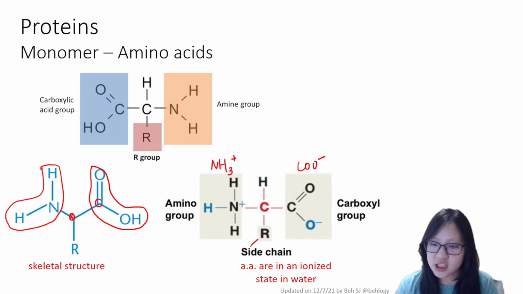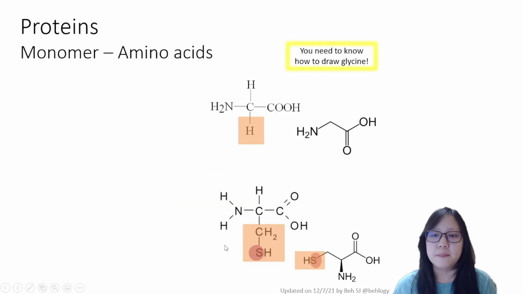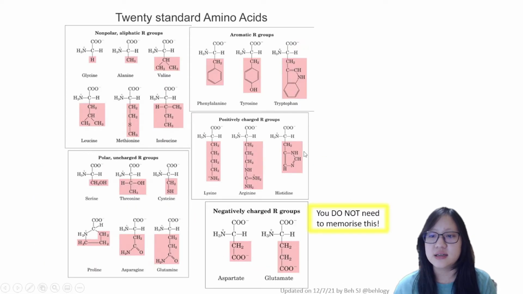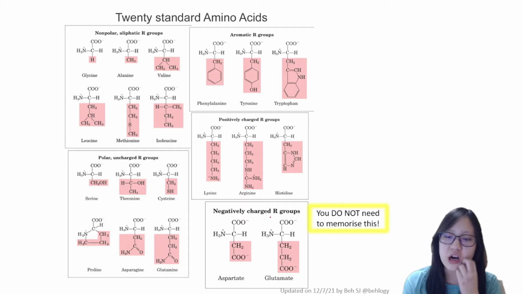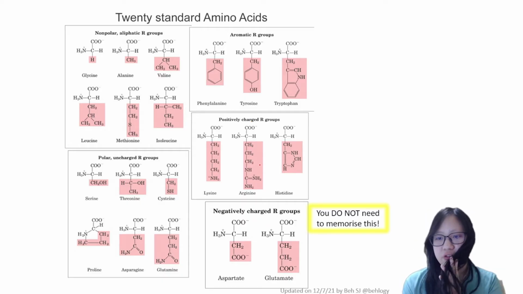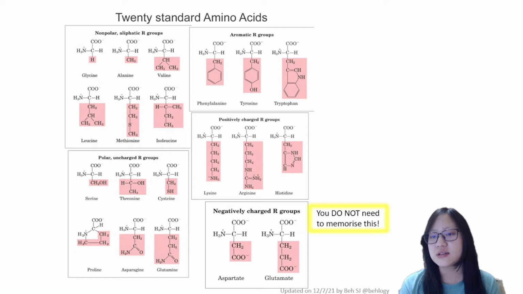But the side chain can have charge as well, which gives you many types of amino acids like this. So you can see here, there are positively charged R groups, negatively charged R groups. And if the R group is positive, then the whole thing is positive.